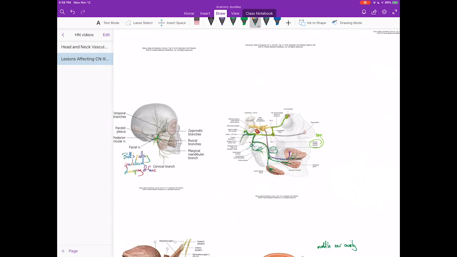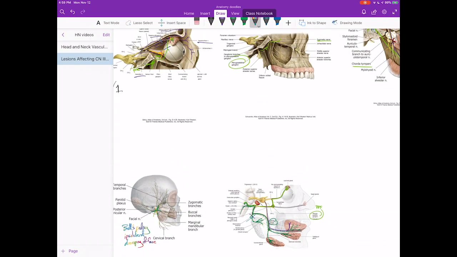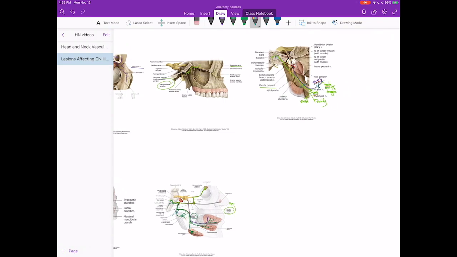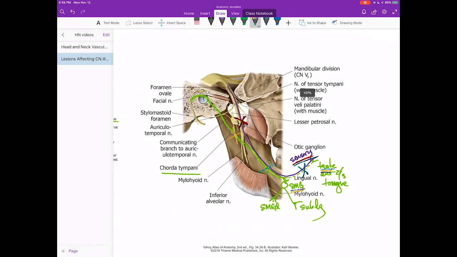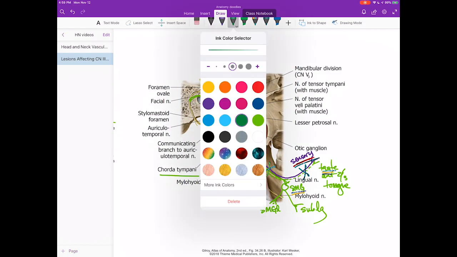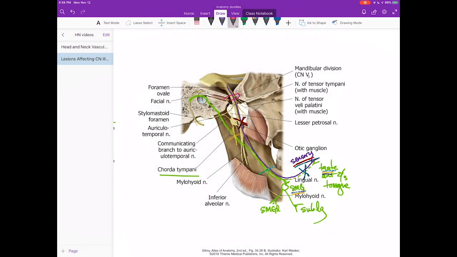All right, so now let's take a look at cranial nerve 9. Cranial nerve 9 does all sorts of different things. So cranial nerve 9 will go through the foramen ovale here. We'll draw cranial nerve 9 in a different color. How about this color? So cranial nerve 9 ends up going through foramen ovale, and its objective is to get to the parotid gland.